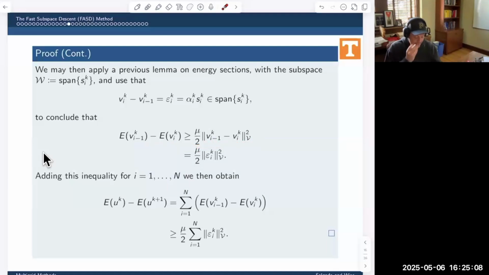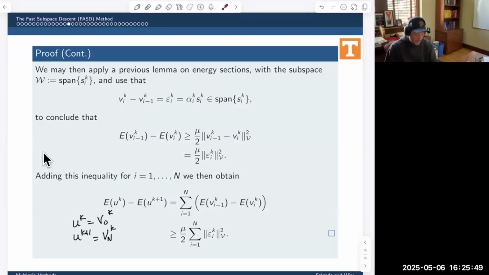Of course, this difference here is just my correction, okay? And the quadratic trap applies with the lower bound mu over 2. That's because we're using the original energy. Now we just use the fact that we can telescope these differences. I'm going to write E, remember E, of U^K, that's equal to E of V_0^K, and U^{K+1} is equal to what? V_N^K.